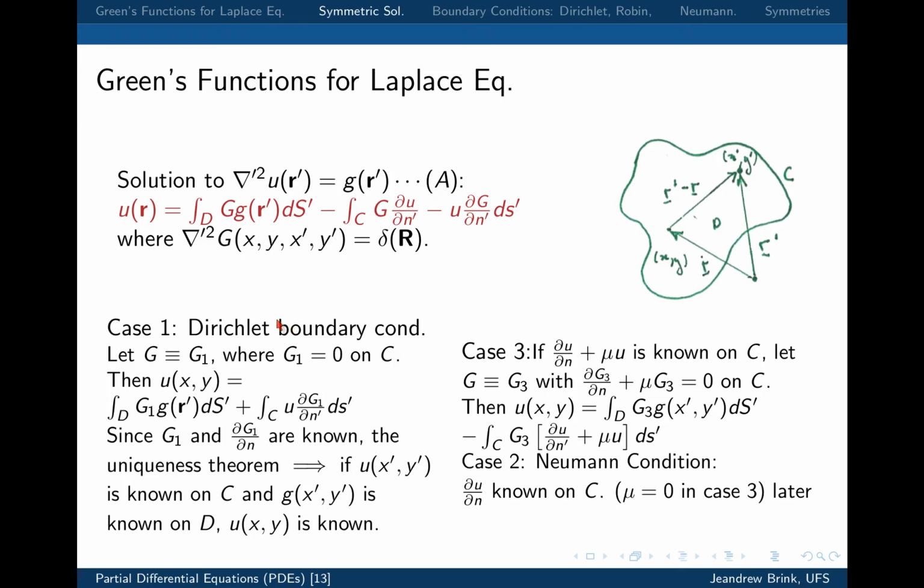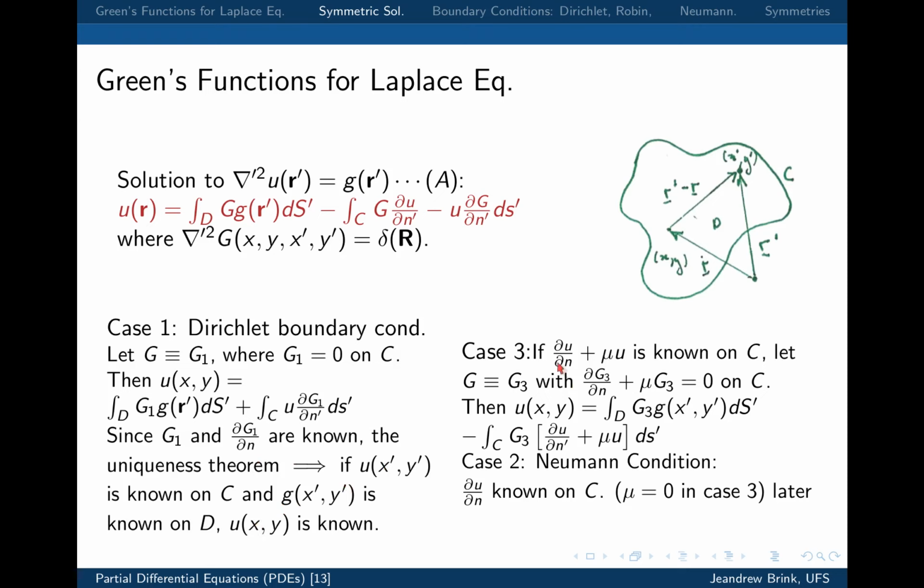For example, in the situation where you want Dirichlet boundary conditions, that is where you are given u on the boundary, you choose a Green's function that obeys this equation as well as a boundary condition. Remember, you needed a boundary condition and the equation for it to be well posed. So you choose the boundary contribution to be 0, and then you got this expression. Since you can solve for g1 and the derivative of g with respect to n, then you have a unique solution, provided u is known on the boundary.